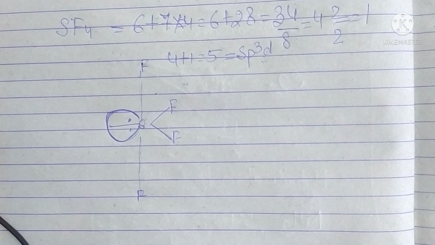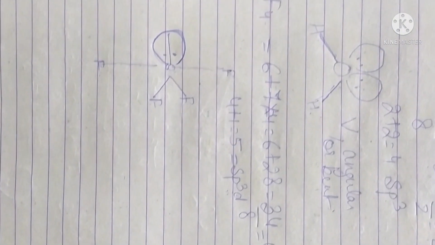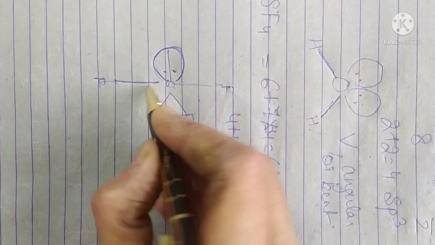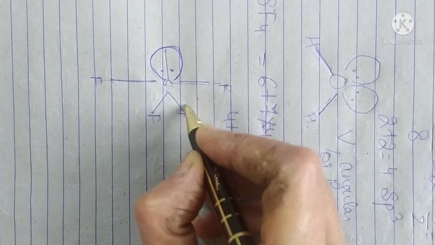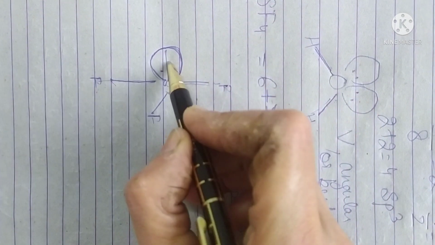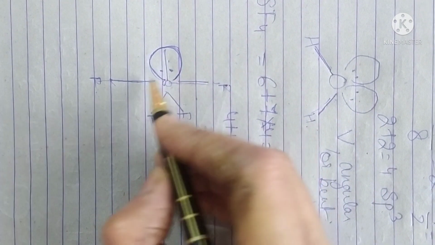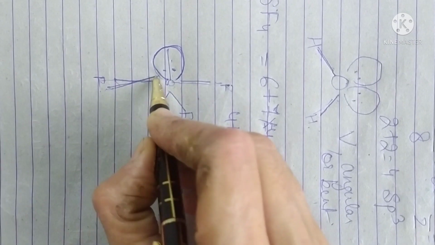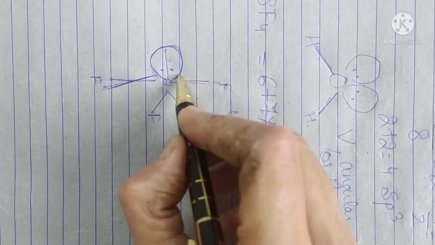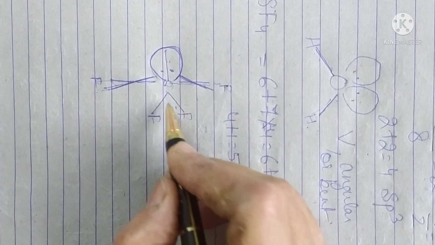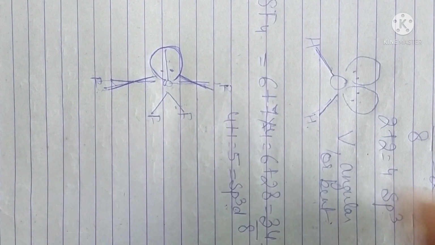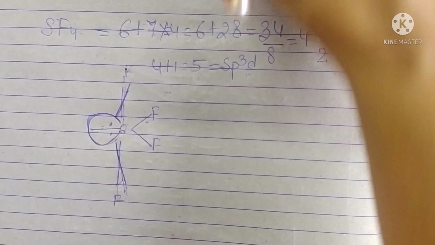the lone pair of electrons. And now if you turn your page like this, you can see that the shape of the molecule is seesaw. This is the seesaw shape. So in this case this lone pair of electrons will be located at the equatorial position, and the molecule will be slightly bent due to the presence of this lone pair of electrons. So the shape of the molecule will be seesaw. This is the way to apply this concept.